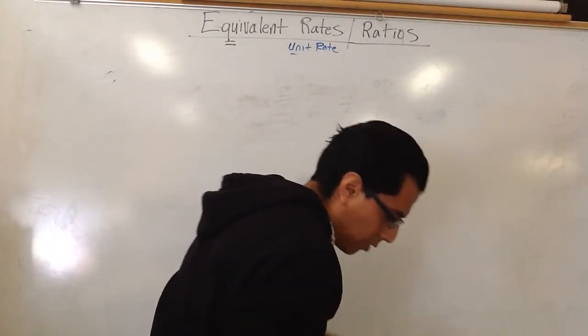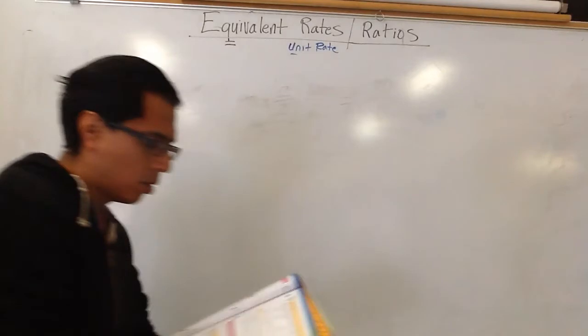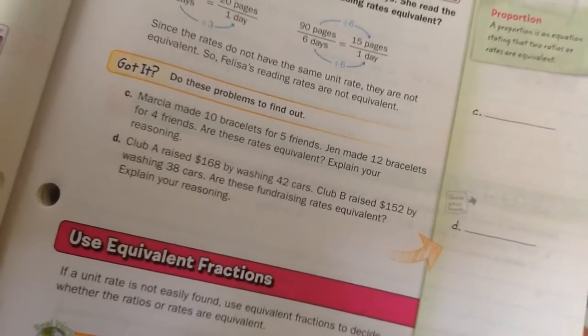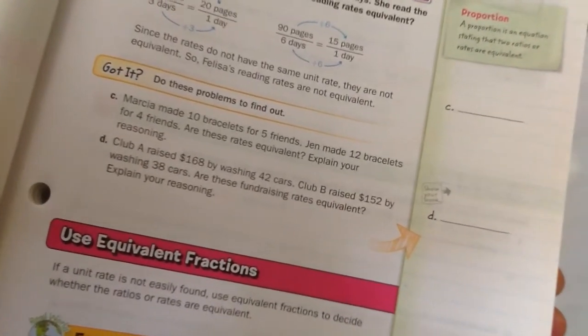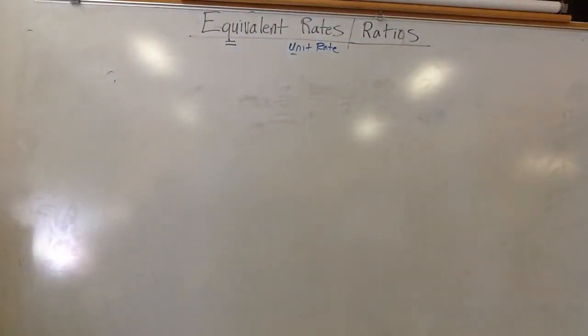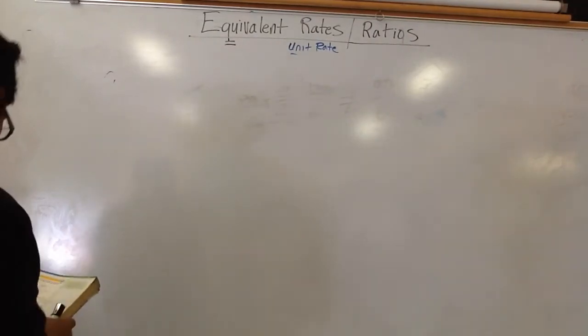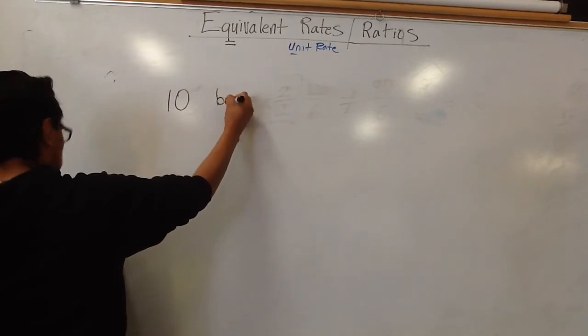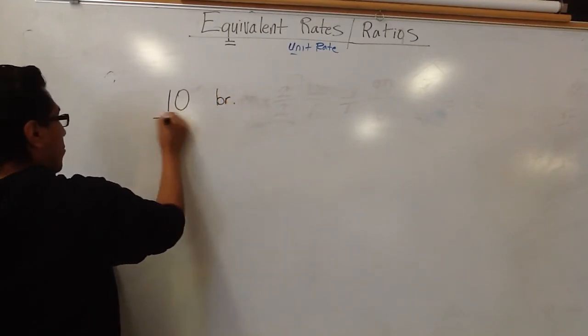Try this one. And now this is where we start getting into word problems. If you look right there, C, I'm going to read that word problem, and it's an issue of just setting it up. Do not do it in your mind. Set it up. So Marcia made 10 bracelets for 5 friends.